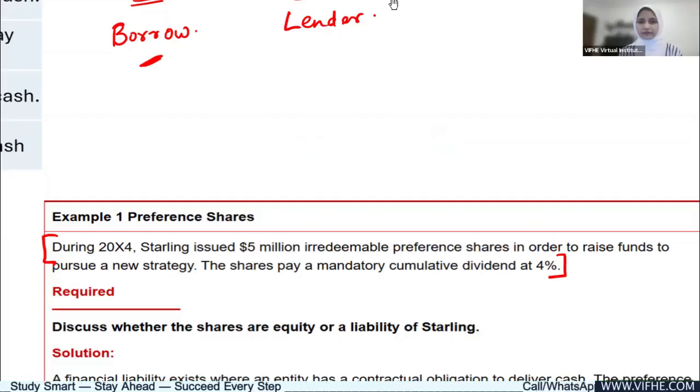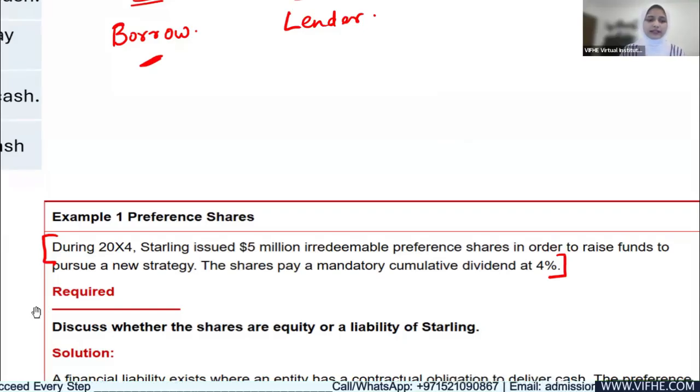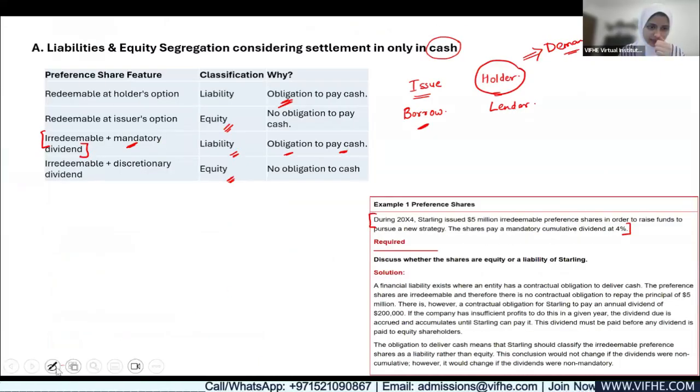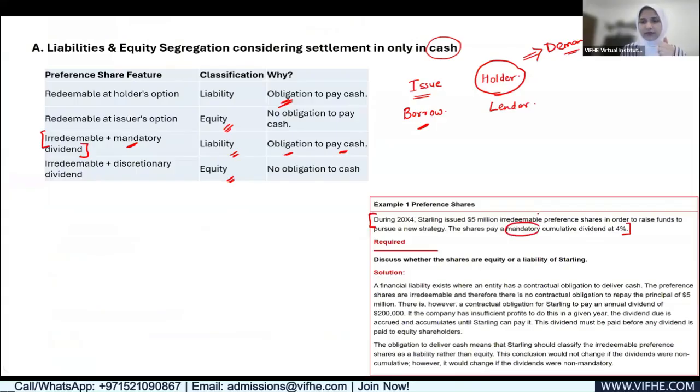Don't worry. Perfect. So everyone is absolutely correct that it is actually the word mandatory dividend payment which is making us come to this conclusion that this is a liability instrument and not an equity instrument. Yeah, Raghavina, please tell me.